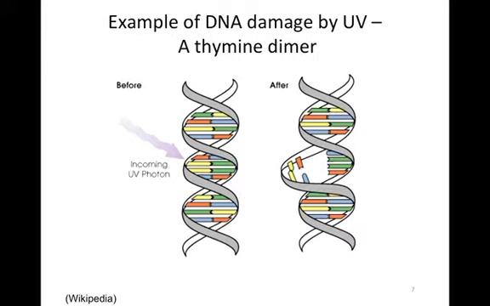Now let's get into talking about the mechanism, and then we'll get into the results from the paper that you read. So here we have double-stranded DNA, and when a photon comes in, it can be absorbed by the pyrimidine bases. So here we have two pyrimidine bases that are adjacent to each other after they've absorbed UV, and they are now covalently bonded. And when that happens, it disrupts the double helix.